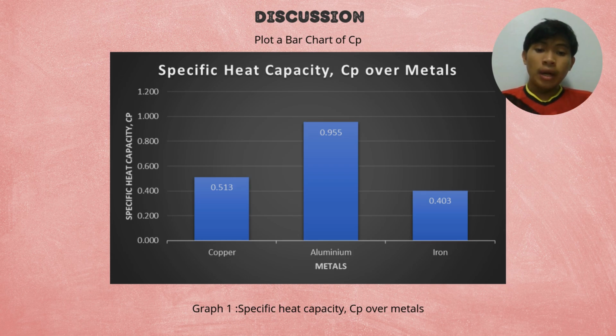Okay, so we're going to go to the second part of our discussion. It will be a bar chart plot of Cp of metals. As you can see from the graph, we have three metals, which are copper, aluminum, and also iron. And the highest Cp would be aluminum, followed by copper, and last but not least is iron.